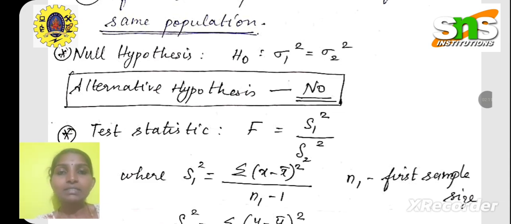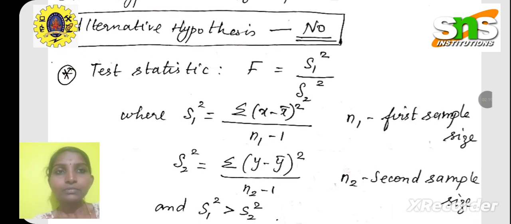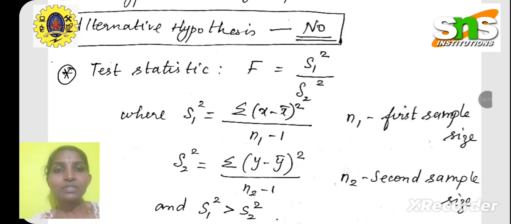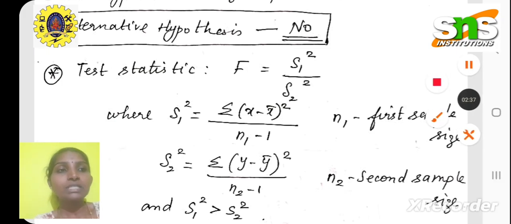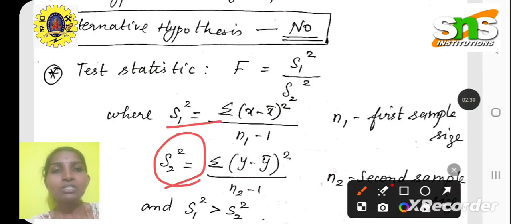Moving on to the second step. I have already mentioned that we do not frame an alternative hypothesis for F-test. So, moving on to the next step, which is the test statistic. What is the test statistic? The test statistic is F equal to S1 squared by S2 squared, or we can write it as S2 squared by S1 squared. What are these S1 and S2? S1 and S2 are the standard deviations of the given samples.